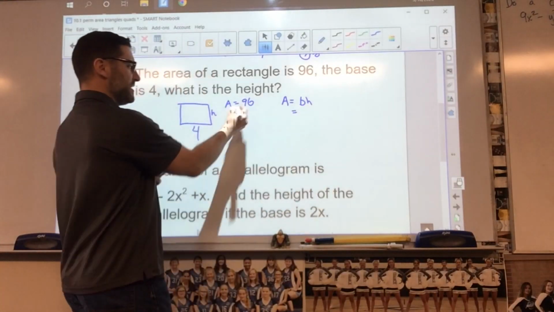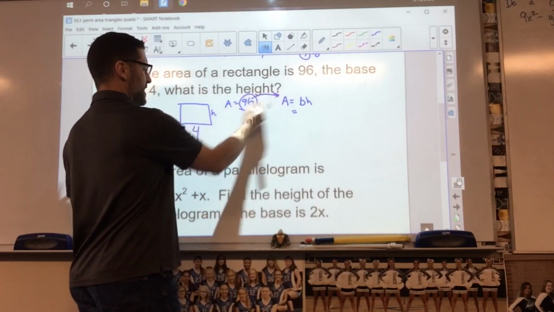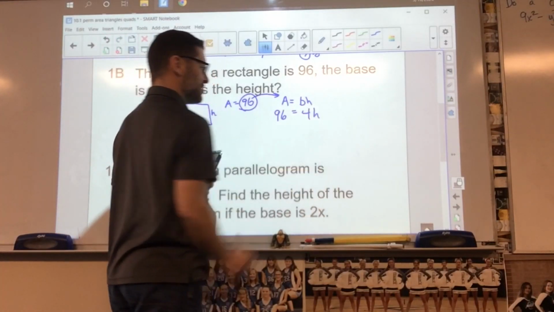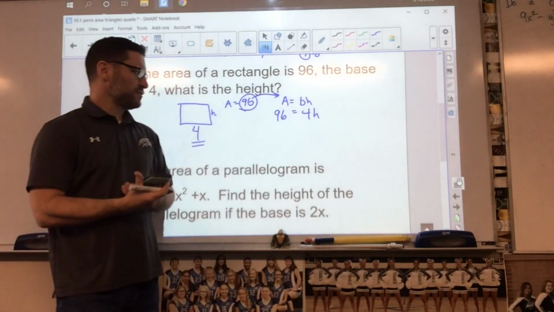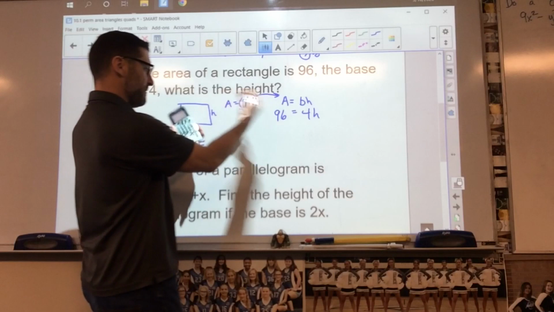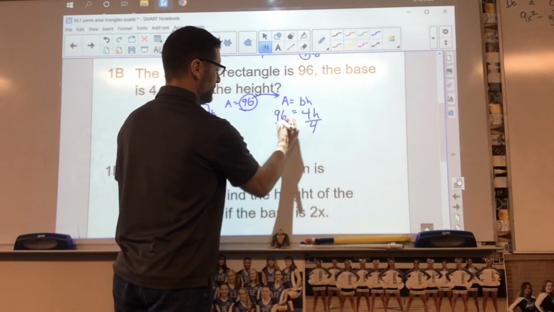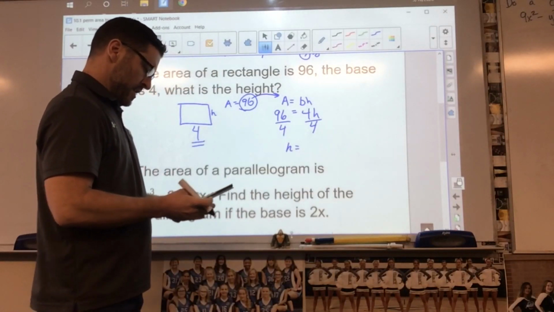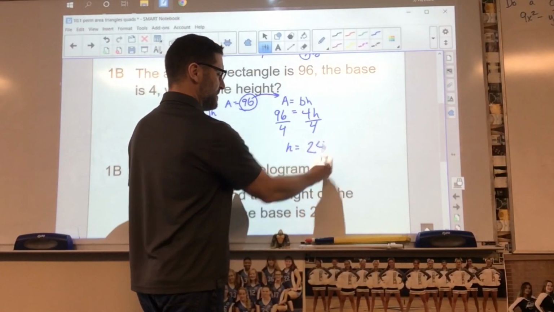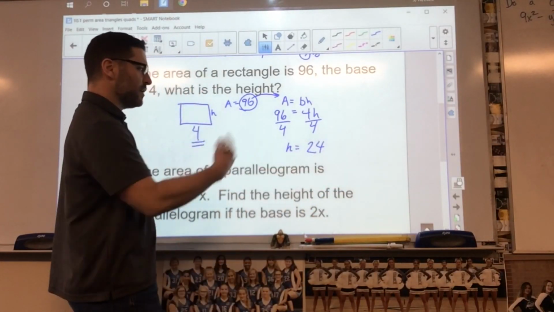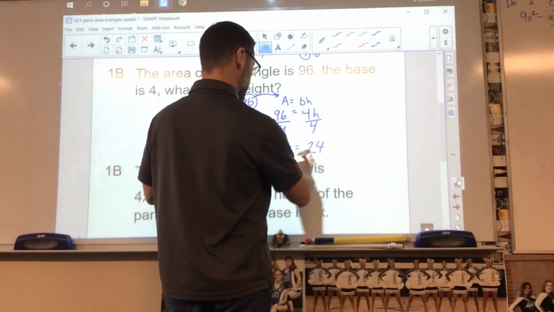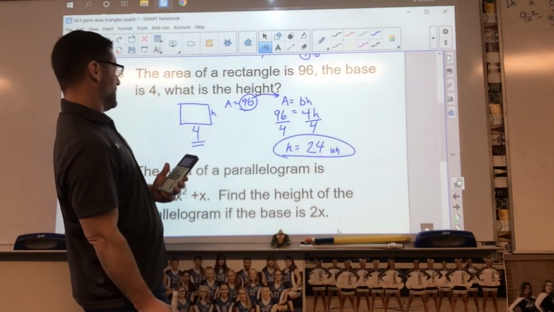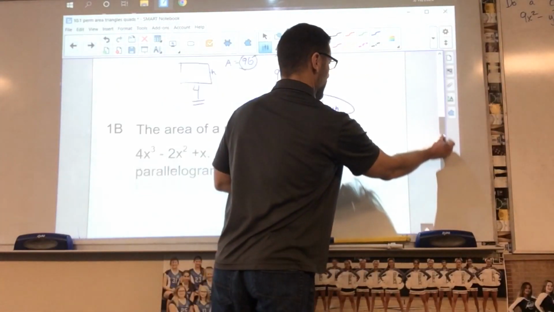BH, and I'm going to start plugging things in. So 96 goes in for A, 4 goes in for base. 96 equals 4H. A lot of these will turn into algebra problems where I have to isolate a variable. So they want to find the H, so I isolate the H, divide by 4, and my H value is 96 divided by 4. Again, the expectation here is that you're hitting buttons with me. Don't just let me do it on my calculator. You should be plugging those values in also. So 24 units, height of the rectangle. All right, next one.